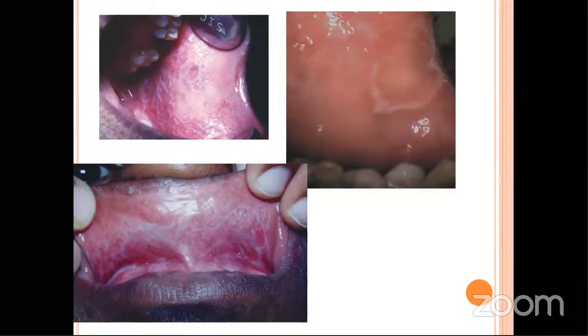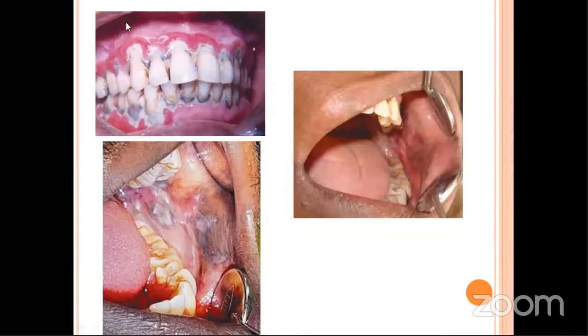And these are some clinical pictures which show Wickham's striae. It looks like white lace on the oral mucosa, and it will not disappear on stretching. On the gingiva it will appear as desquamation. Desquamation on the gingiva looks like the skin is peeled off. And the periodontal status will mostly be bad.